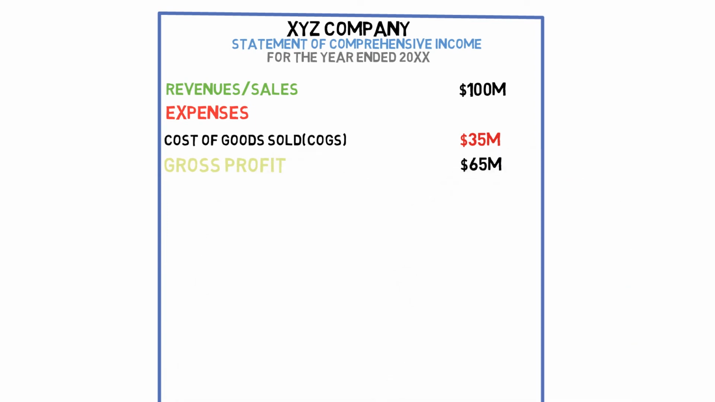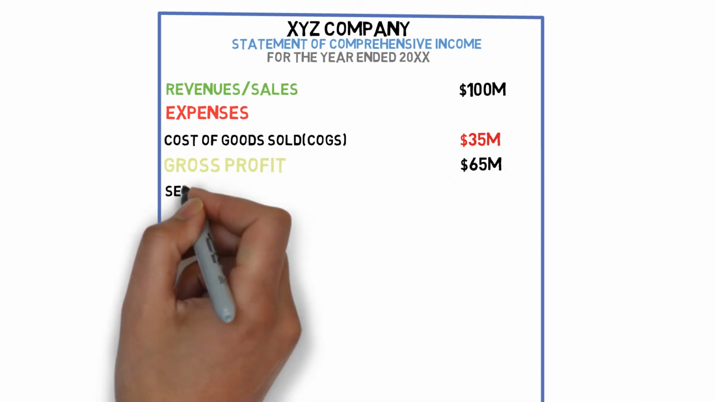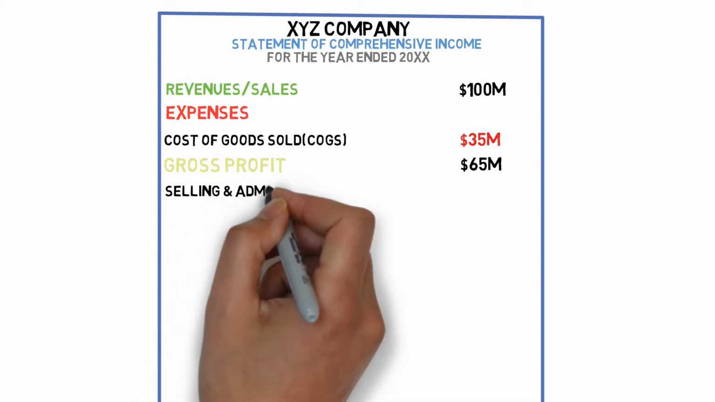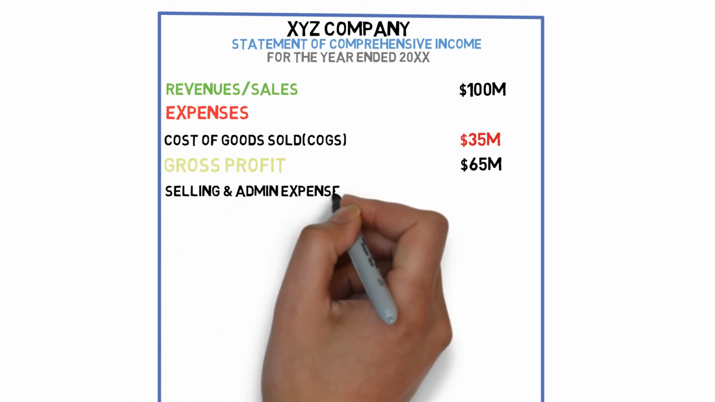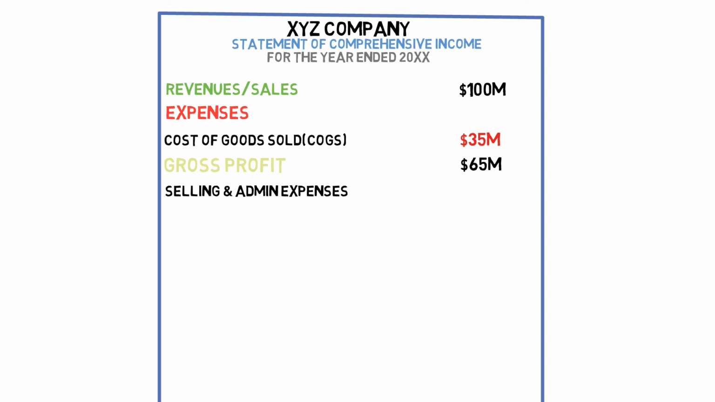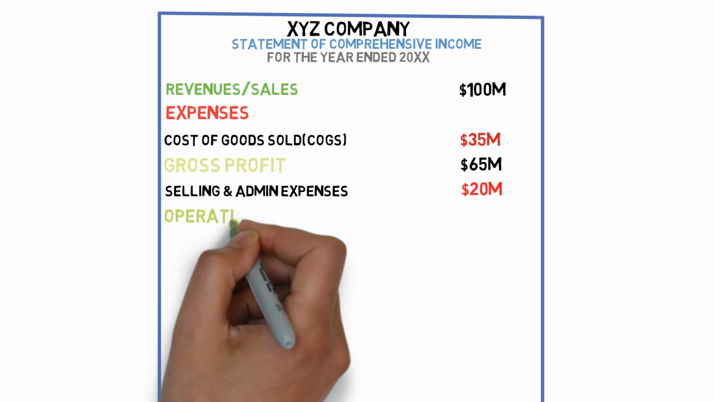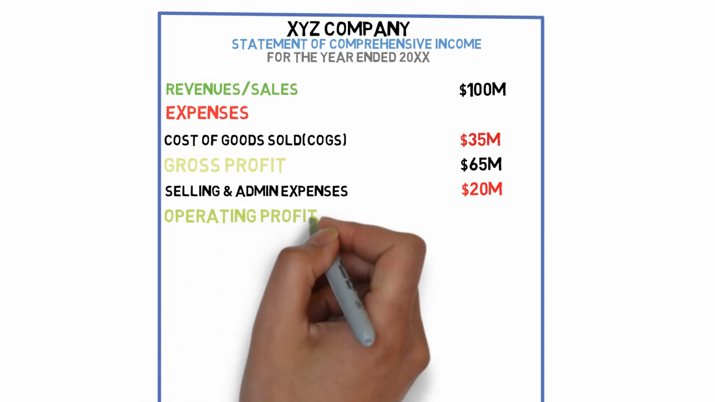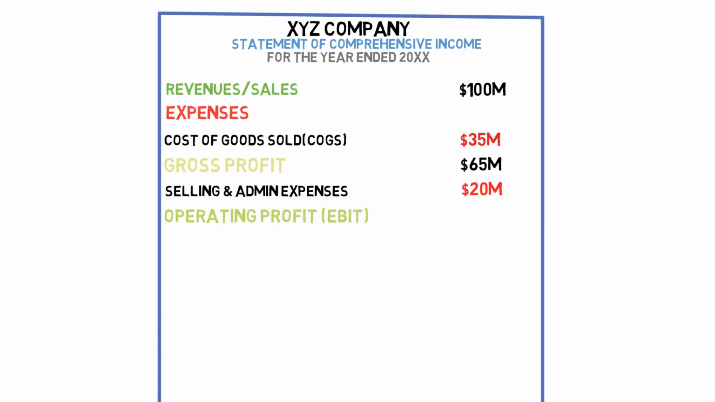From the gross profit, we subtract the selling and admin expenses that is concerned with the administrative and office department of your company. It includes the depreciation, salaries and wages, etc. By subtracting selling and admin expenses, which for example are 20 million, we get operating profit, or also called earning before interest and tax, EBIT, of $45 million.